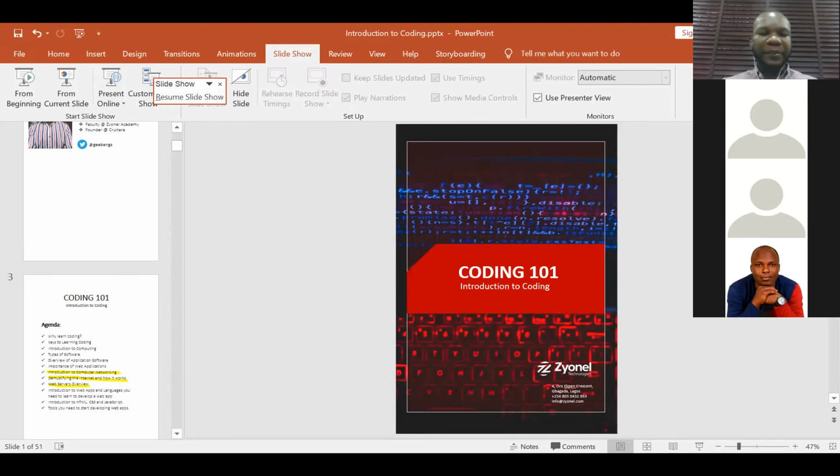So now we are going deeper, to a place that is much more interesting, okay? So let's look at the categories of software.